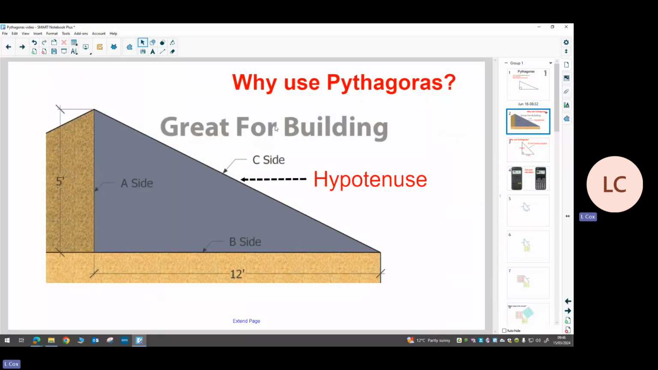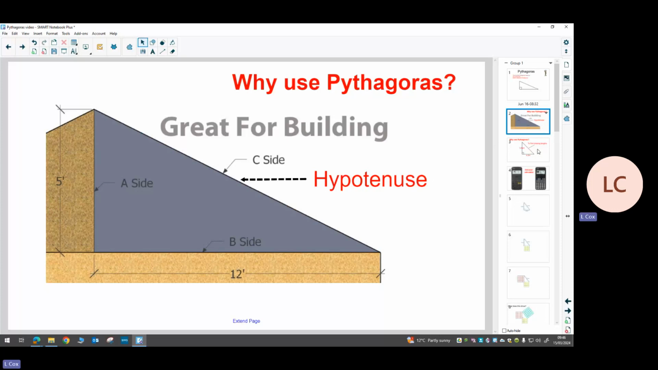Why use Pythagoras? It's great for building. So if you know this length of 5 foot and you know this length of 12 foot, you would then know what length the side of the roof needs to be. In every right-angled triangle, we have the longest side, and we've learned that that is called the hypotenuse.